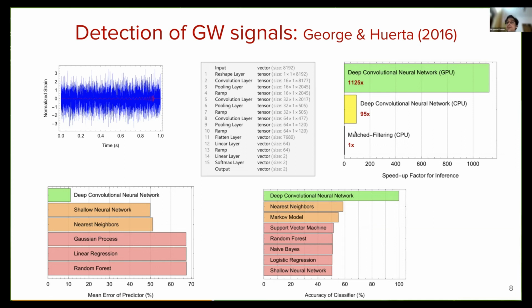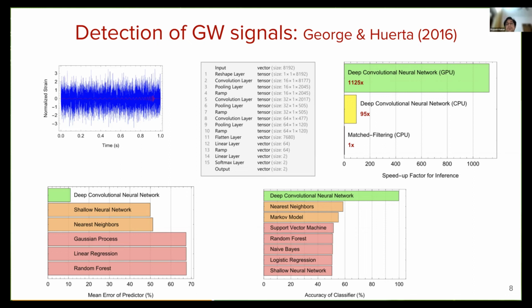Now, why is this speed up important? The speed up is important because we want to be alerted to the presence of signals as quickly as possible, because often these merger events, when the two objects actually collide with each other, the collision can sometimes produce electromagnetic radiation. So if we are able to know about these events very quickly, then we can pass along that information to our electromagnetic observer counterparts.